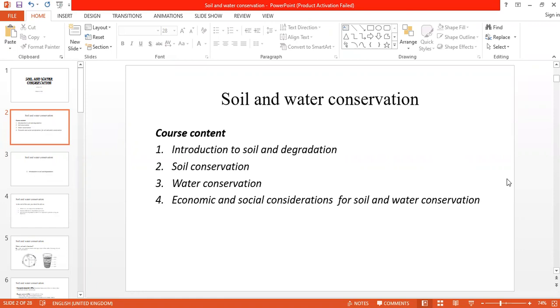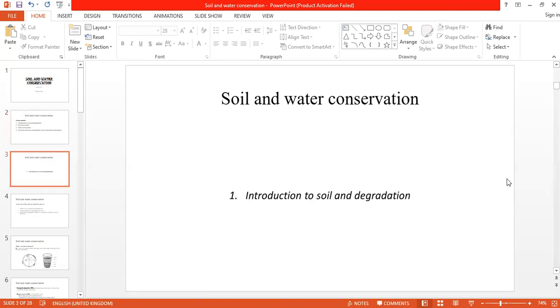This course has four chapters or units. We'll go through them one by one. The first one is introduction to soil and soil degradation. Then we'll look at soil conservation. Then we'll move to water conservation. In the end, we'll look at social and economic considerations of soil and water conservation. For today, we'll start with introduction to soil and soil degradation. If there are any questions, you can just interrupt and we'll explain.